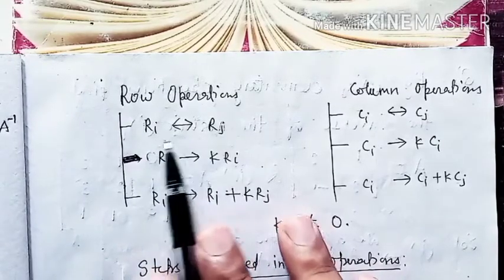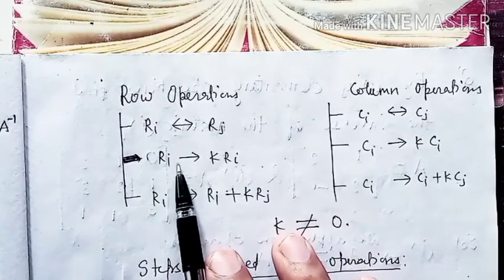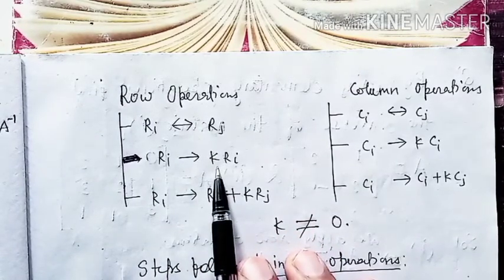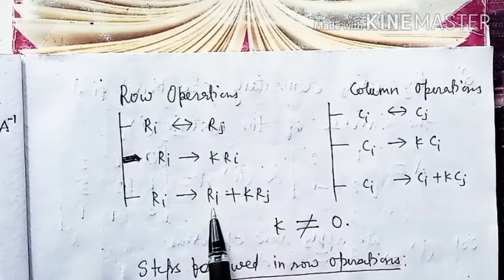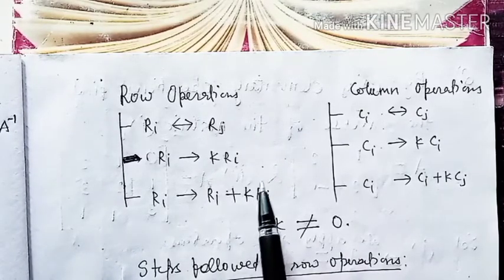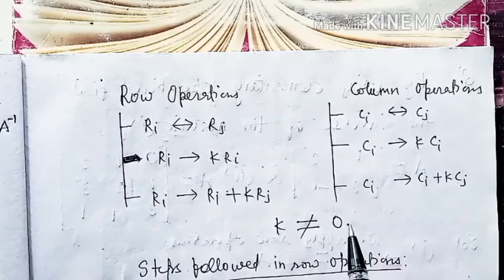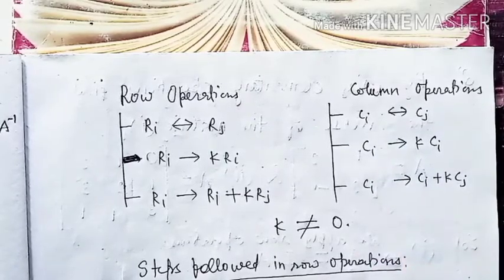Any two rows can be interchanged. Any row can be multiplied with a non-zero scalar. We can change a row into the sum of that row added with the product of a scalar with another row. The same rules are obtained in column operations. What steps are followed in row operations?